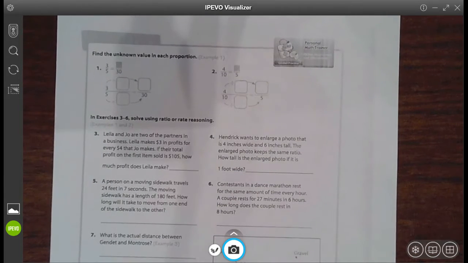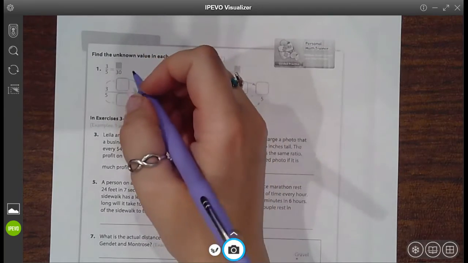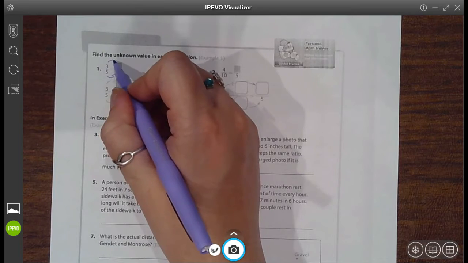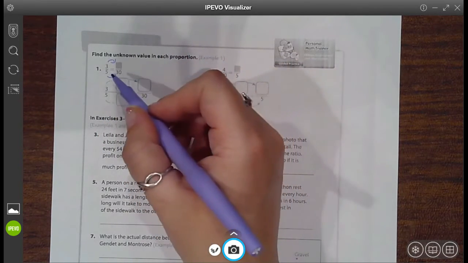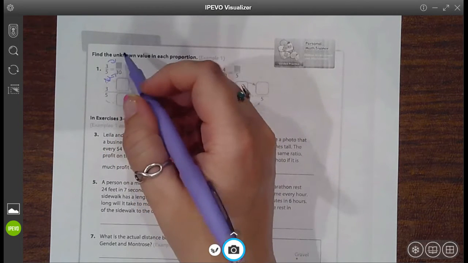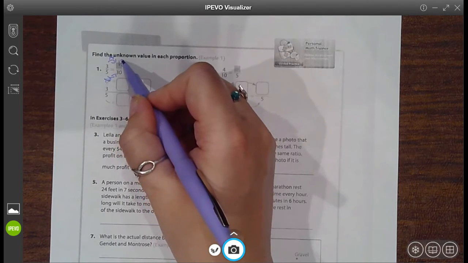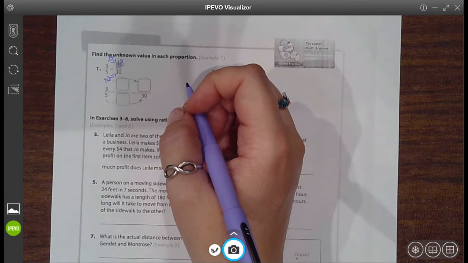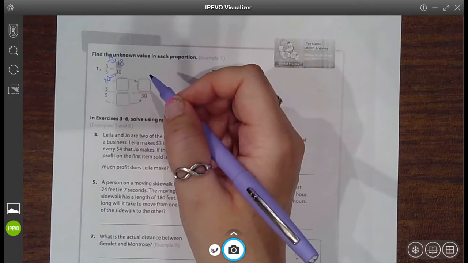Up at the top, it says find the unknown value in each proportion. Well, again, if I haven't told you enough, please always go towards the direction of your unknown. So you have 5 times what is 30? Well, 5 times 6. So then do the same thing on top. 3 times 6 is 18. So your unknown is 18. Now, sometimes on standardized tests, they make you fill in blanks, even though you're like, well, I solved it like this. I know the answer is 18.